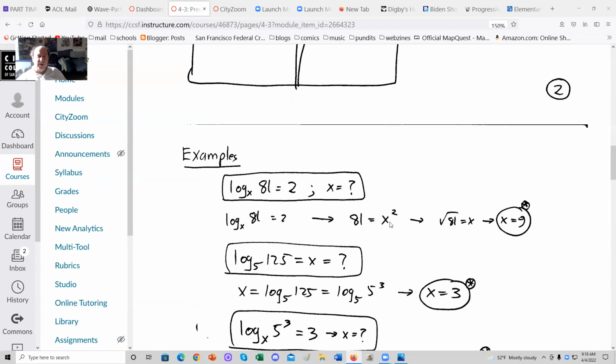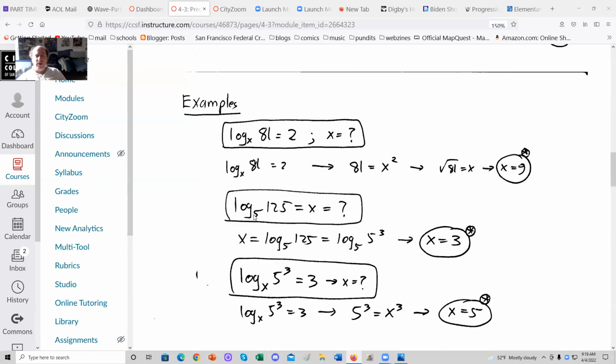So for example, let's start doing some logarithms. Log base x of 81 equals 2, what's x? Well, you transpose a log base x on one side as an exponential base x on the other side. So 81 equals x squared, and it's easy enough. Take a square root, x is 9. Log base 9 of 81 is 2.